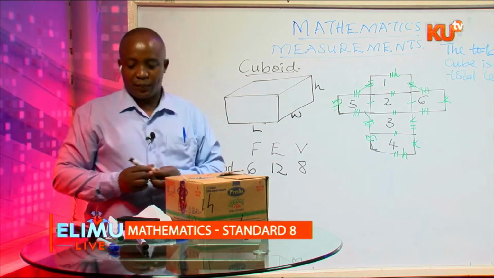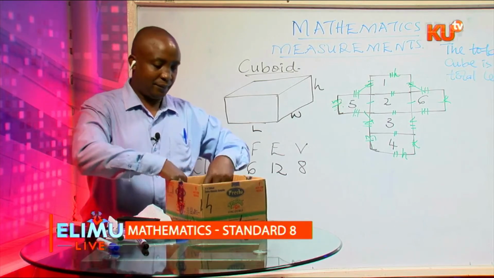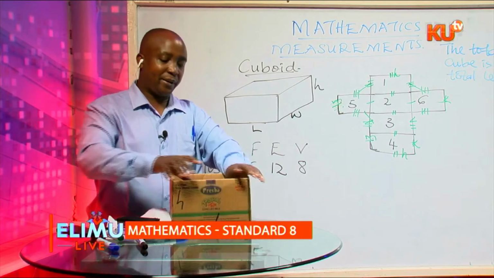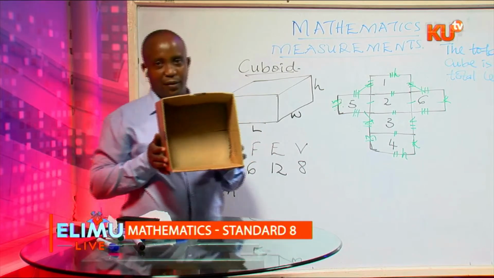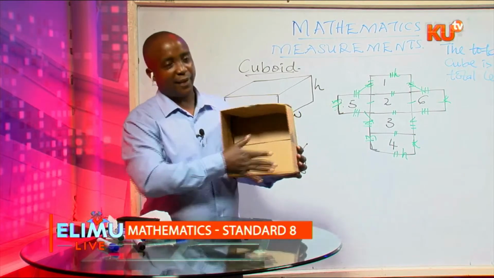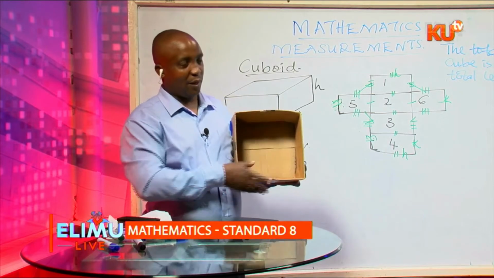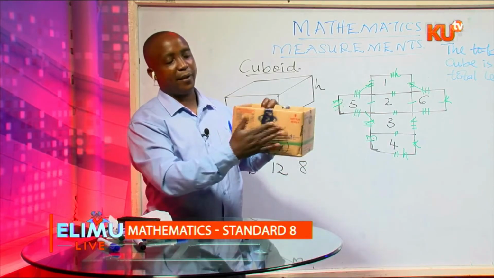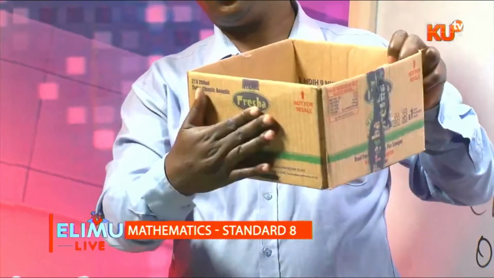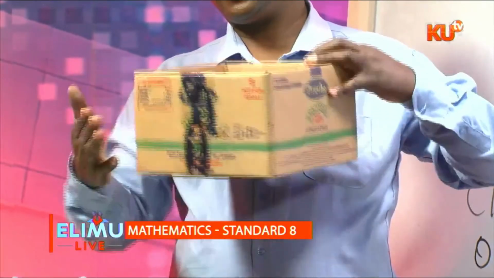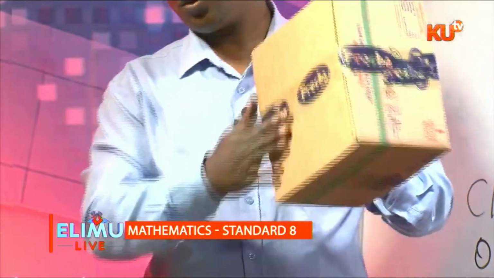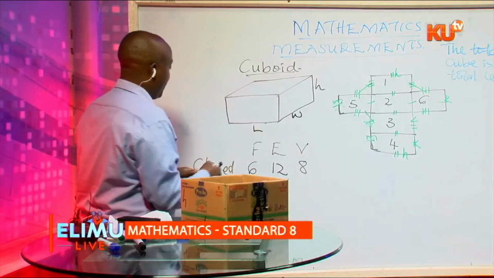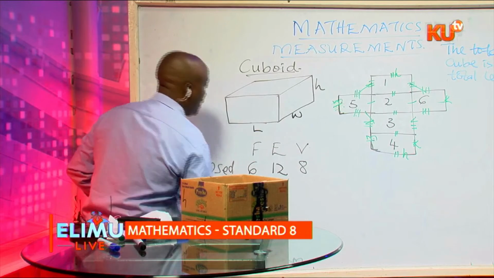When it is open, I'll just open mine here. Now open means there is one face which is missing. So now I have opened it. So we don't have this face. So how many faces remain? We have 1, 2, 3, 4, and the fifth one. So it will remain with 5 faces.